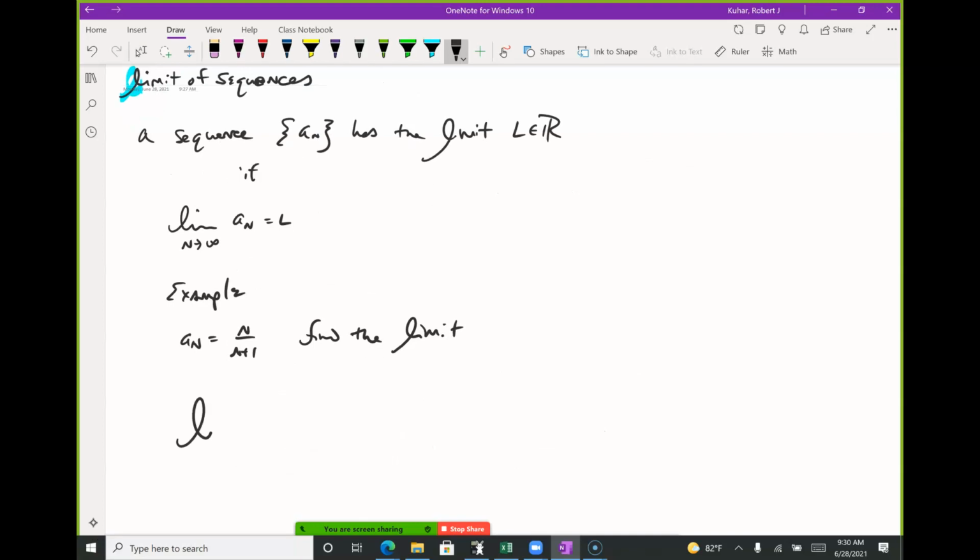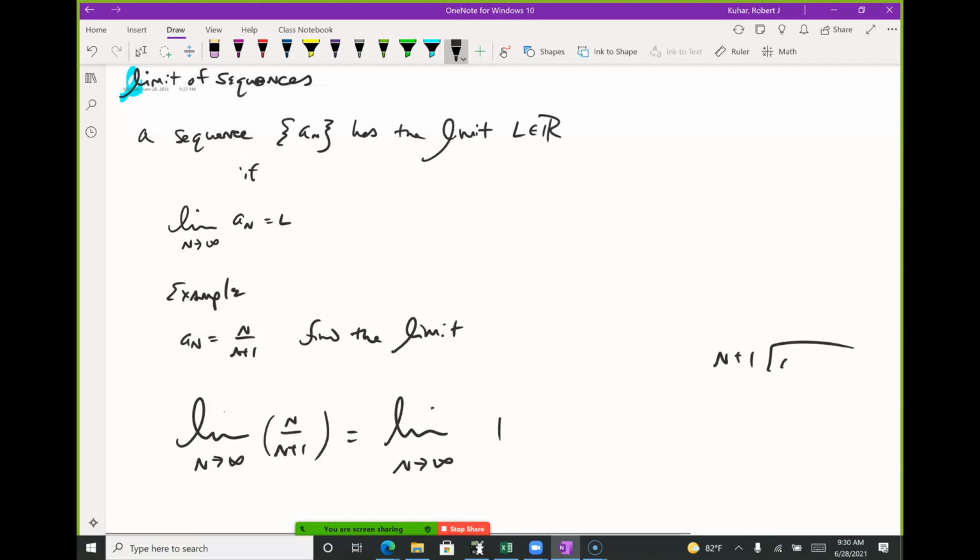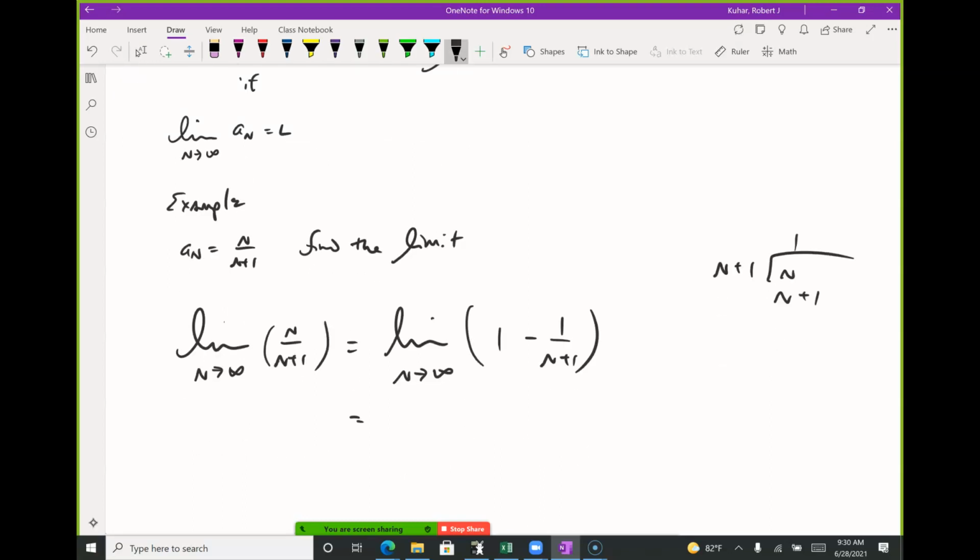And that one's really easy, right? The limit as n goes to infinity of n over n plus 1. What could we do here? What are you seeing? I could do long division. Nice. So this would be the limit as n goes to infinity of 1, minus 1 over n plus 1. And then, of course, we know that that second limit is 0, right?